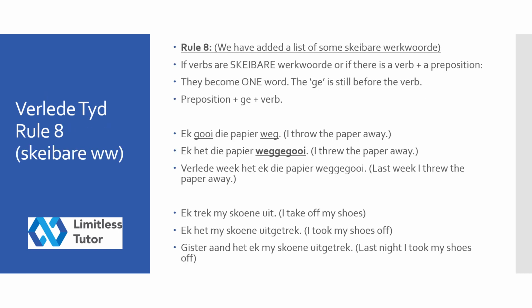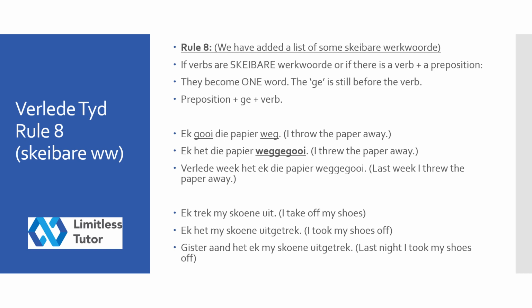Rule number 8, skeibare werkwoorde. Skeibare means you can separate it, so these are verbs that can be separated. Generally it would be a verb and a preposition, but not always. I will attach a list to download to make this easier. They become one word. The "ge" still goes before the verb, so it's preposition plus "ge" plus verb. So: ek gooi die papier weg, ek het die papier weggegooi. You see how the "ge" is still before the verb.